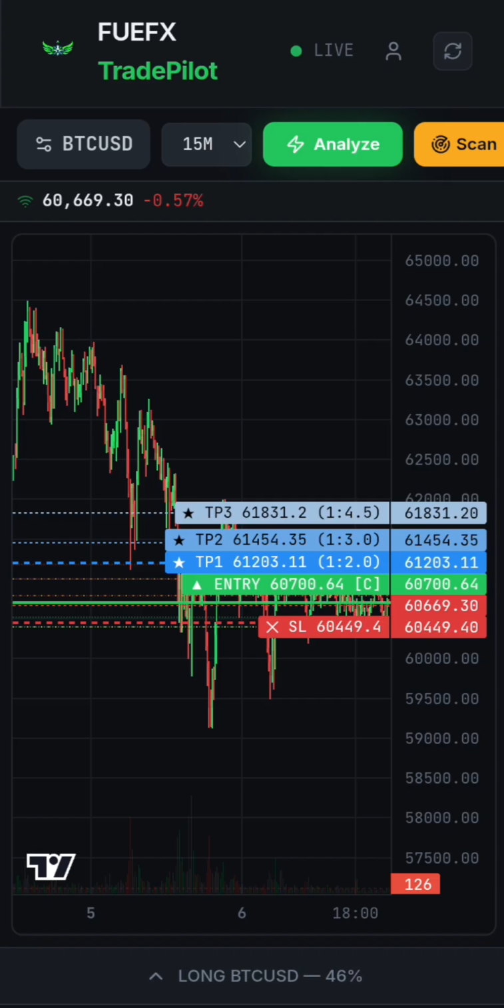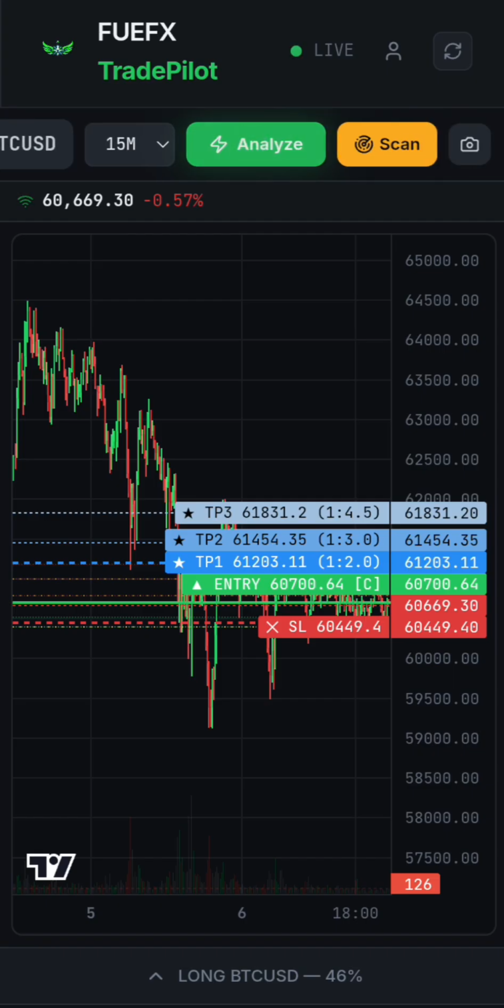The next feature I want to talk about is the market scanner. The function of the market scanner is to scan every currency pair in order to find a high probability trade setup. The difference between this and manual scanning is that with manual scanning you scan a particular currency pair to get a trade setup, but the market scanner automatically scans every pair to find a high probability trade setup. All you need to do is either click the scan button here or you come down here.